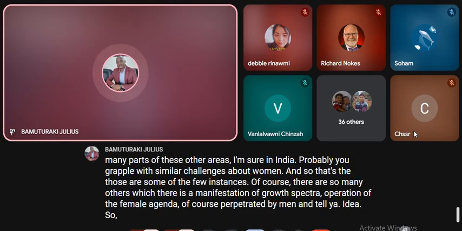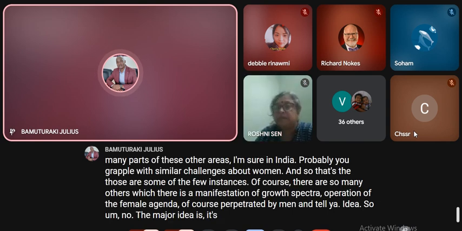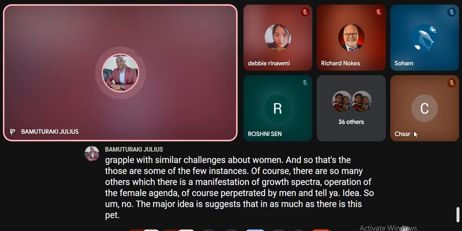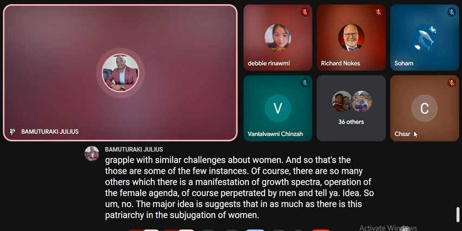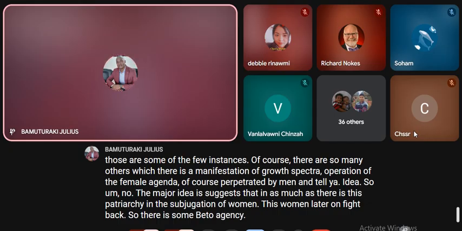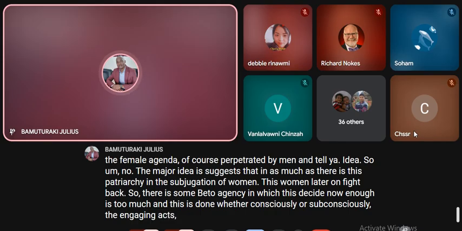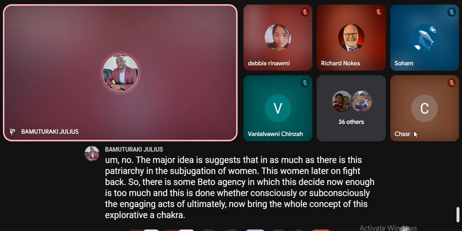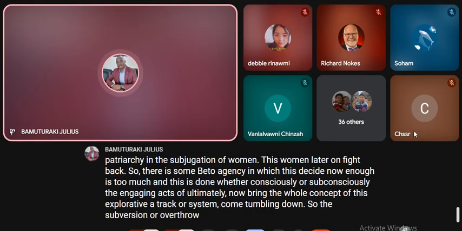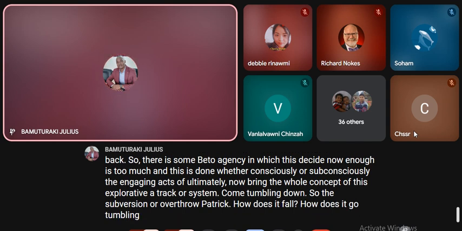So now, the major idea is it suggests that in as much as there is this patriarchy and the subjugation of women, these women later on fight back. So there is some bit of agency in which they decide now enough is enough. And this is done whether consciously or subconsciously, they engage in acts that ultimately bring the whole concept of this exploitative patriarchal system tumbling down. So the subversion or overthrow of patriarchy, how does it fall? How does it go tumbling down?